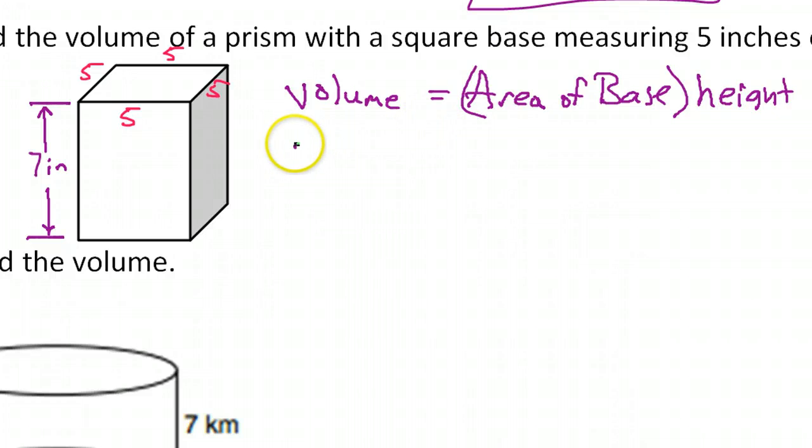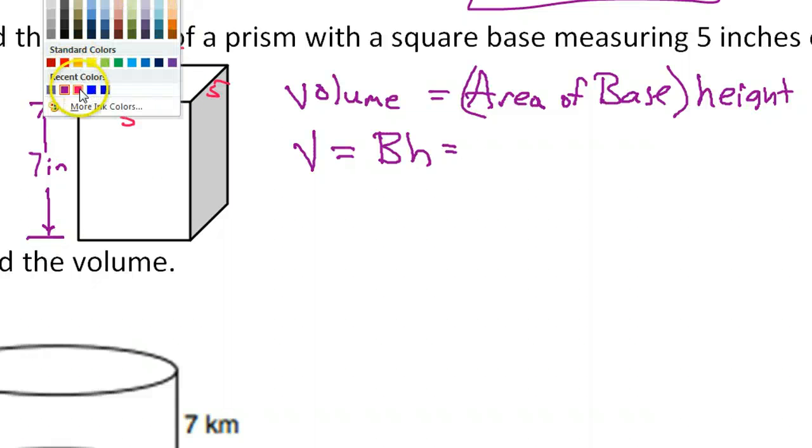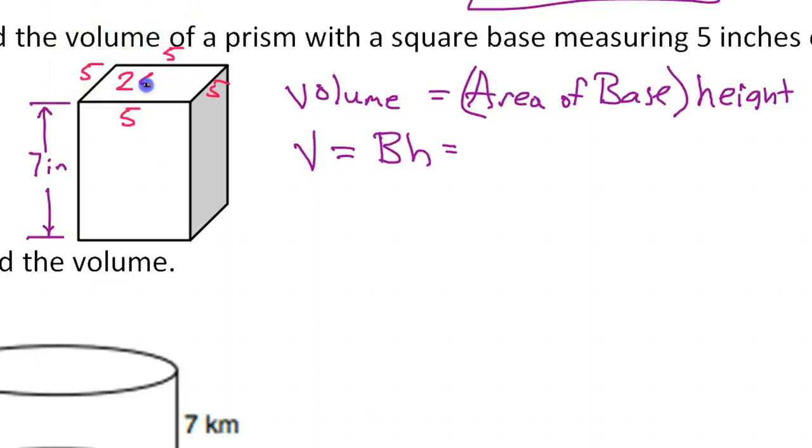Okay, and we abbreviate that this way: V equals capital B times H. Now, the area of the base. Well, the base is a square, and the area of a square is just length times width, so 5 times 5. So the area of this square is 25 square inches. That's the area of the base. So this will become 25 square inches, and then times the height, which is 7 inches.